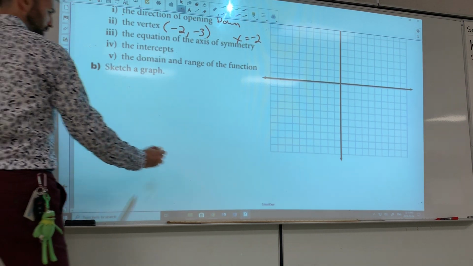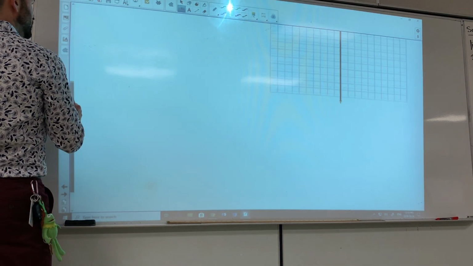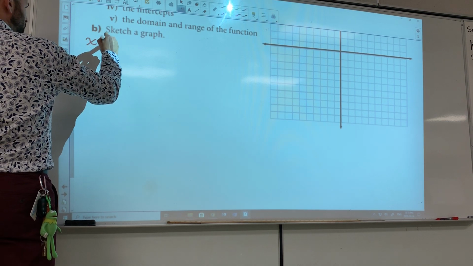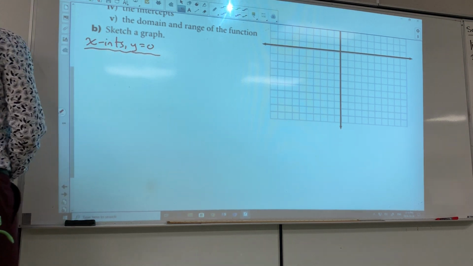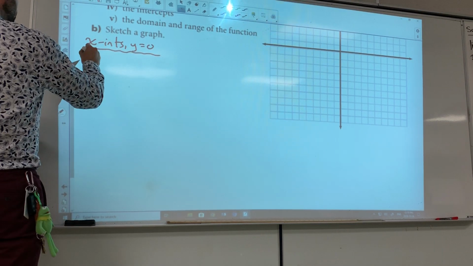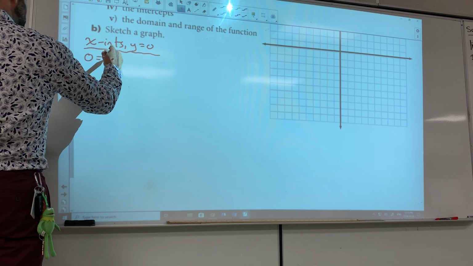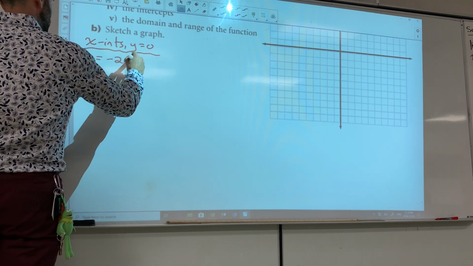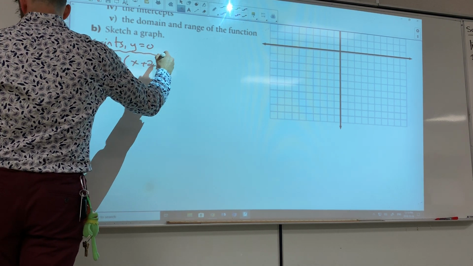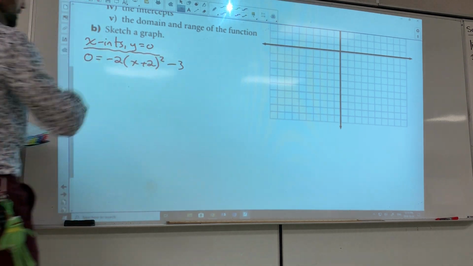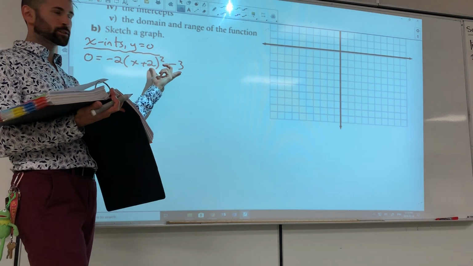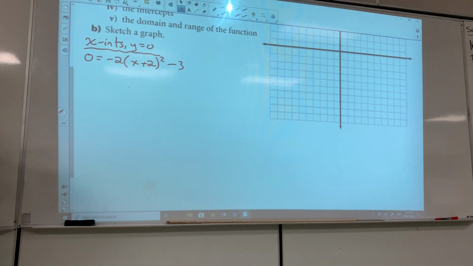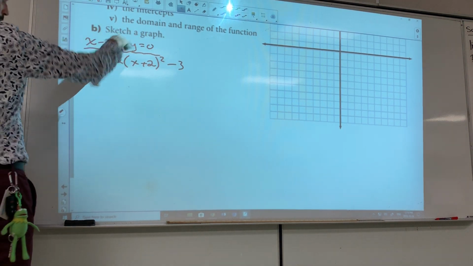For the x-intercept, y equals 0, and for the y-intercept, x equals 0. So let's see. 0 equals, my equation was -2(x + 2)² - 3. The downside of standard form is that you have to do some work to get the x-intercepts. Standard form easily tells you the vertex, and that's about it. So if I need to find the x-intercepts, I need to do this whole process.